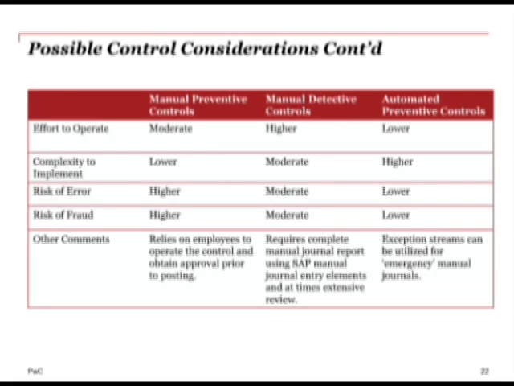The last thing to point out here around the other comments is specific to the automated preventive control solution around workflow. And Jamie alluded to this earlier. We usually do see workflow-enabled in environments which leaves an exception stream open for those fast close type emergency entries, the things that need to get into the system so that we can get our books closed.